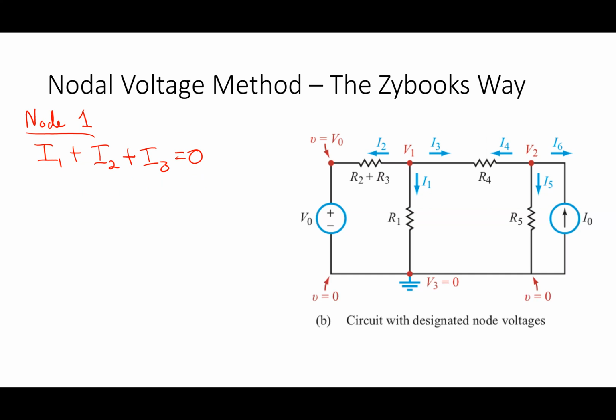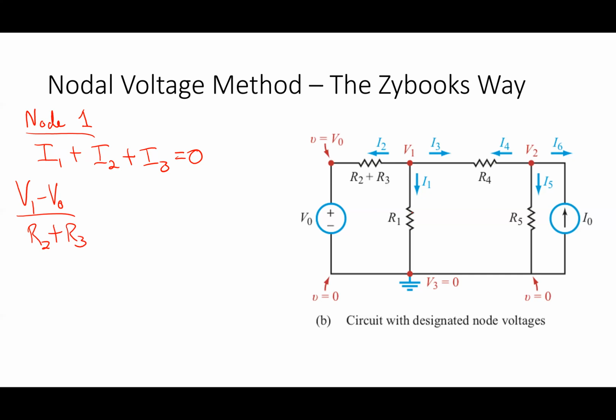Let's say for I2, how would I write that? V1 minus V0 over R. V1 minus V0, yeah. So I would do it basically in terms of the node I'm leaving from to the node I'm going to, okay? So I get V1 minus V0 over R2 plus R3.